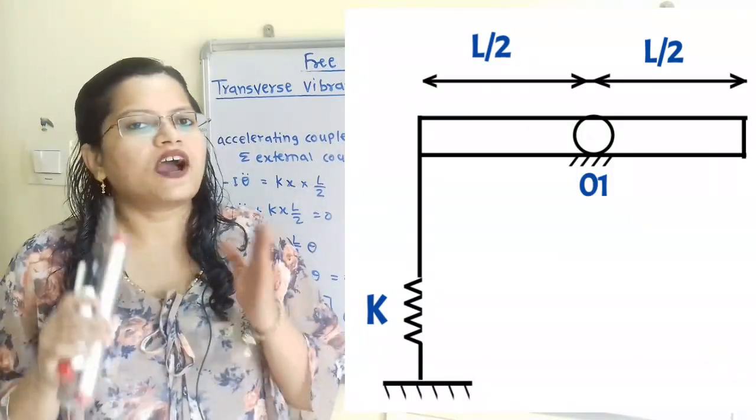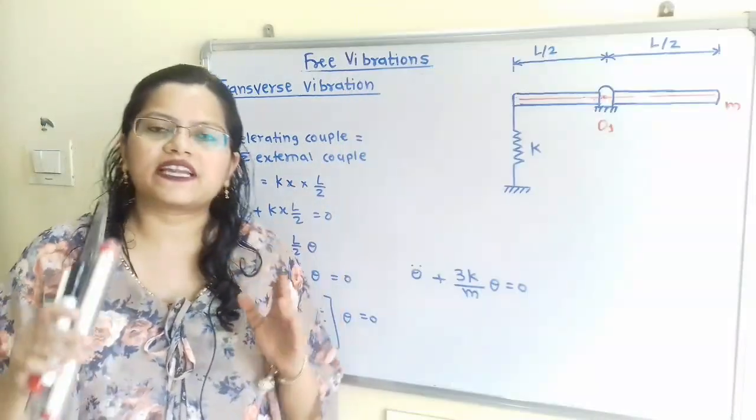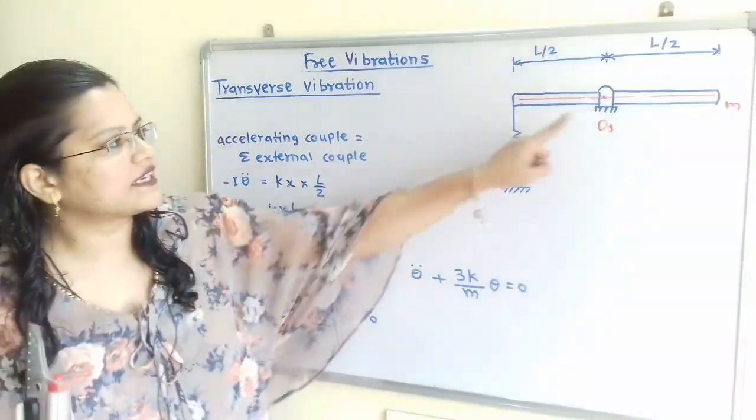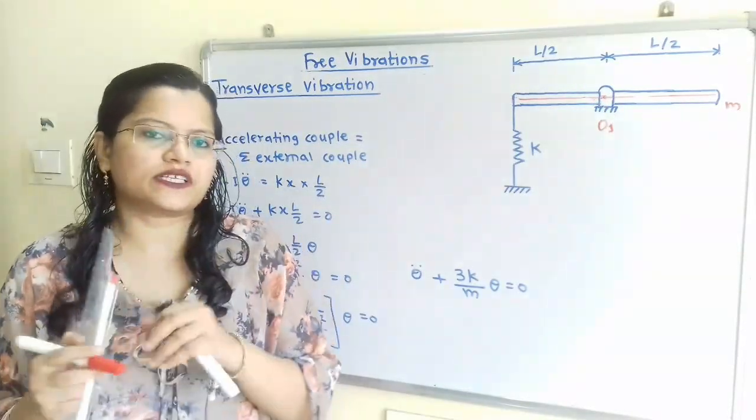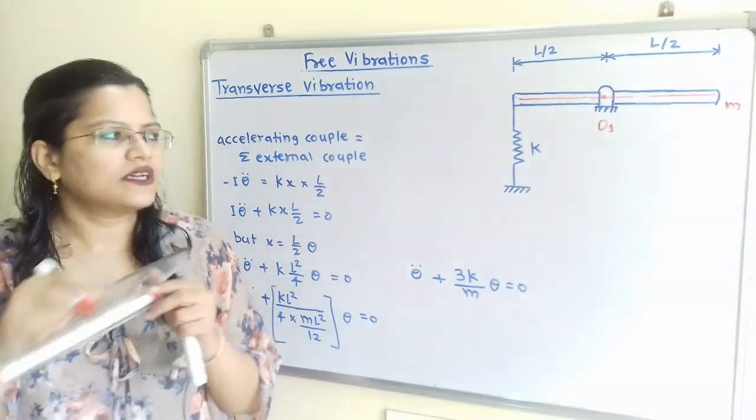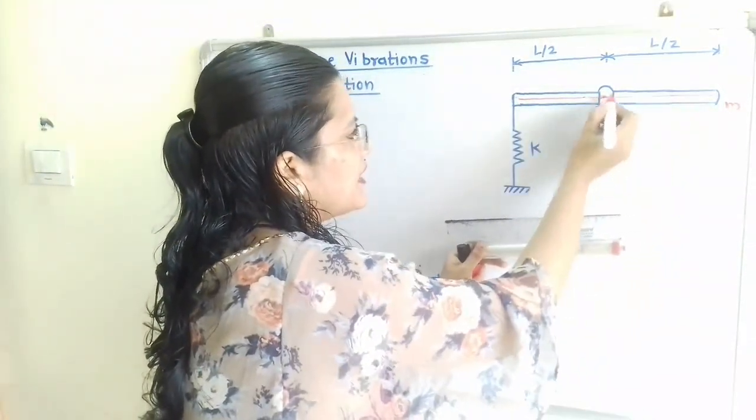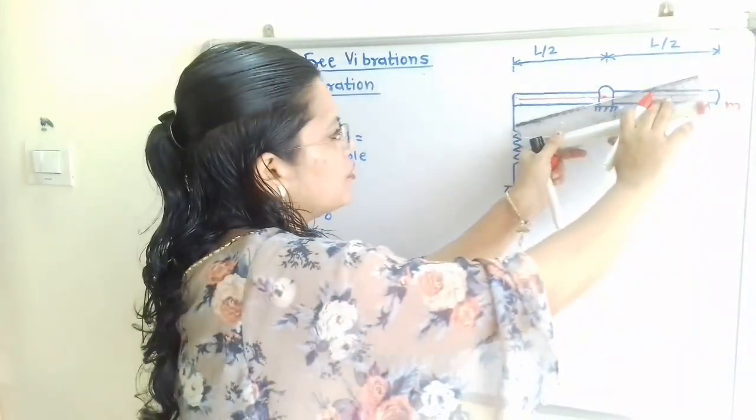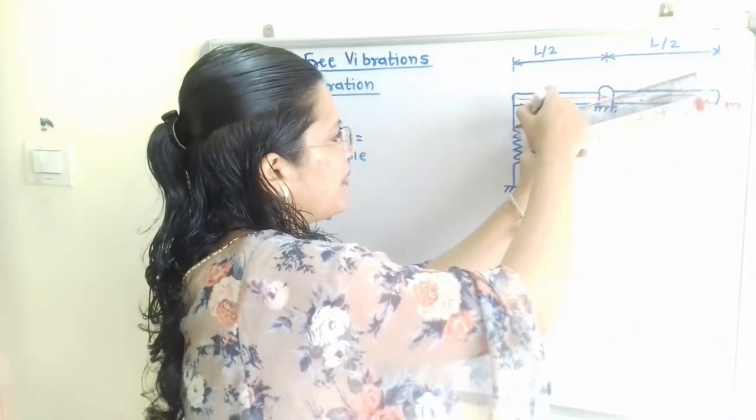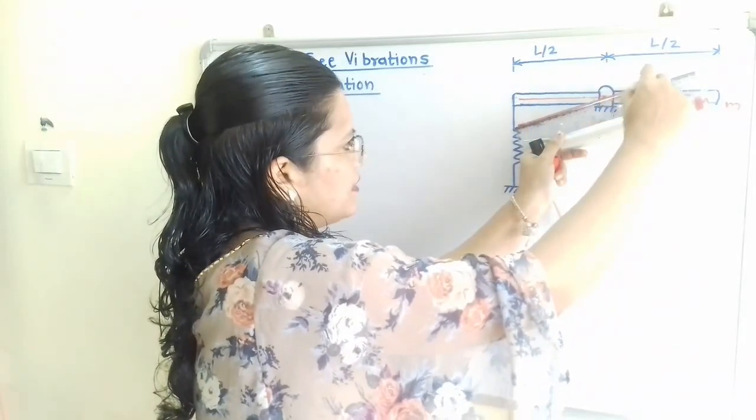To find out the frequency for this system, we will consider that this system is getting displaced by an angle theta about the center O1. So we have to first show the displacement of this rod. I will show here that from the center it is getting displaced through an angle theta. So we have to show this by drawing a line passing through the center.